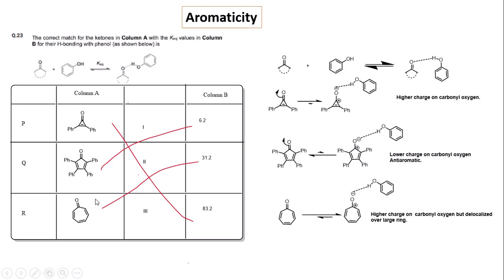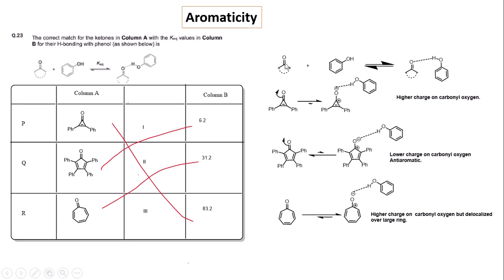And this problem comes from the reaction of the carbonyl with phenol. Here, the carbonyl group can undergo intermolecular hydrogen bonding with the phenol. The question is the correct match of the ketones in column A with the K equilibrium values in column B for their hydrogen bonding with phenol.